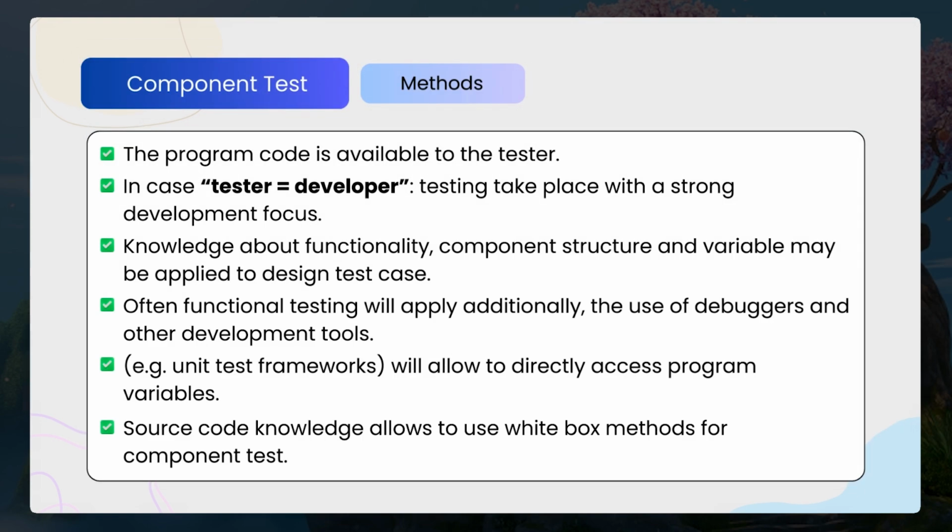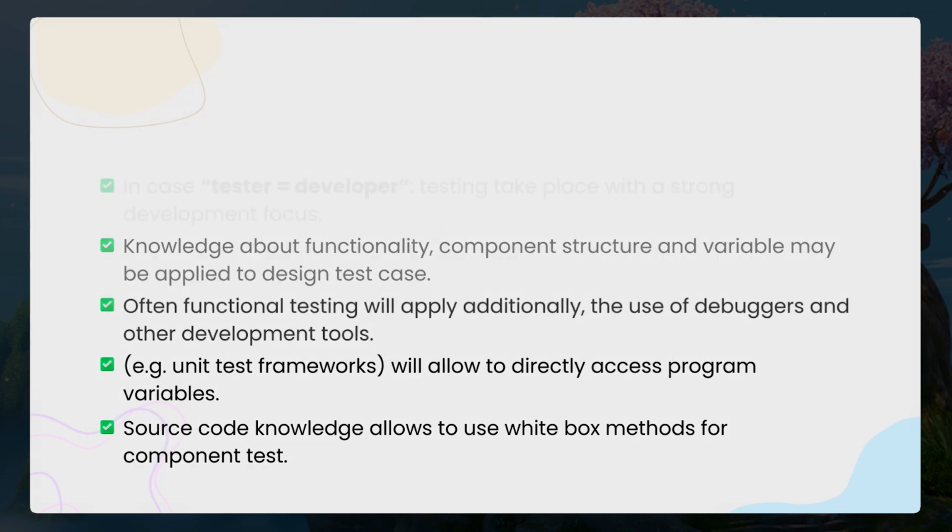And finally, here we can see the methods of component testing. The program code is available to the tester. In case the tester is the developer, testing takes place with a strong development focus. Knowledge about functionality, component structure, and variables may be applied to design test cases. Often functional testing will be applied additionally, with the use of debuggers and other development tools. Unit test frameworks allow direct access to program variables. Source code knowledge allows the use of white box methods for component test.